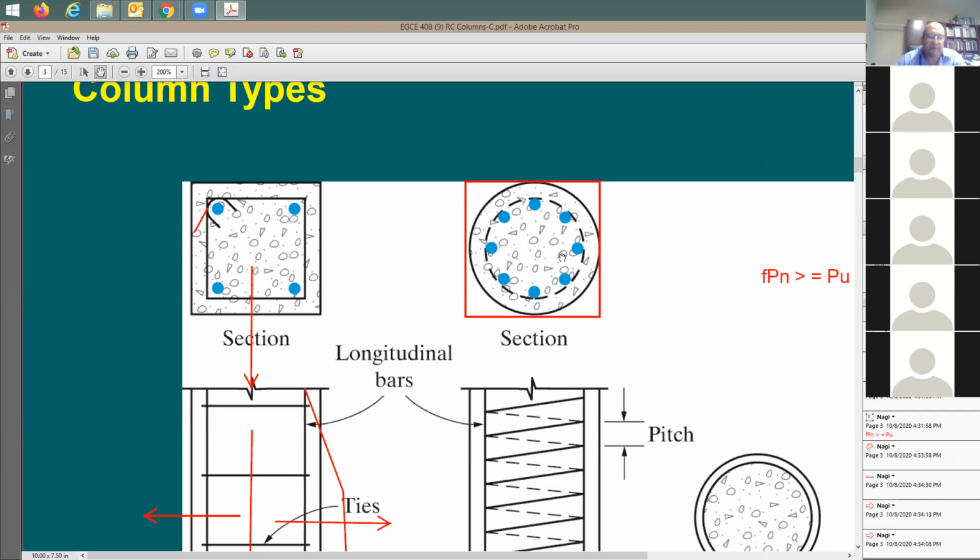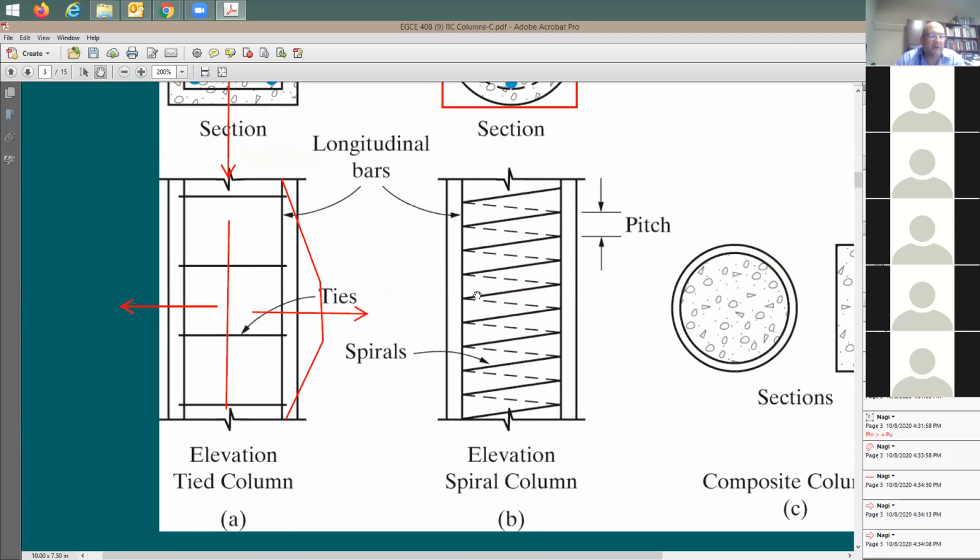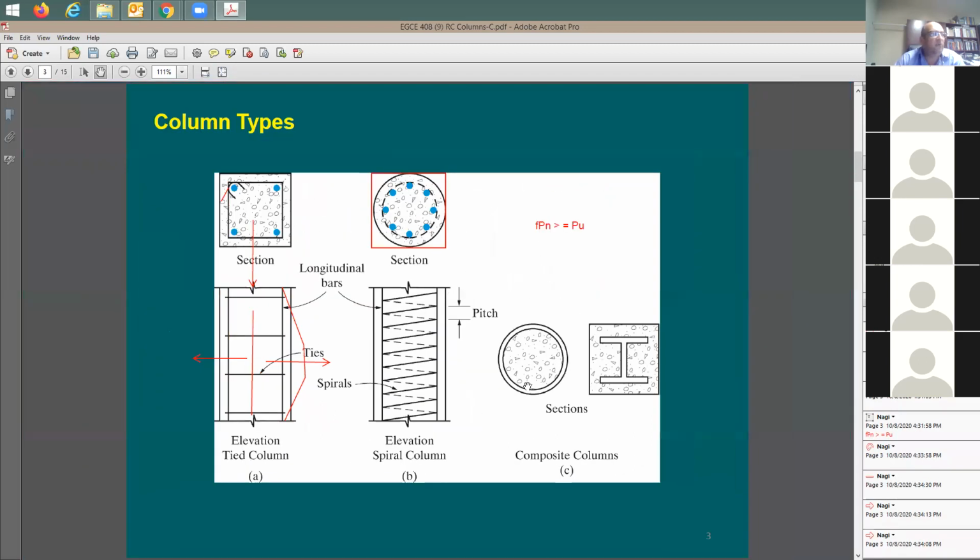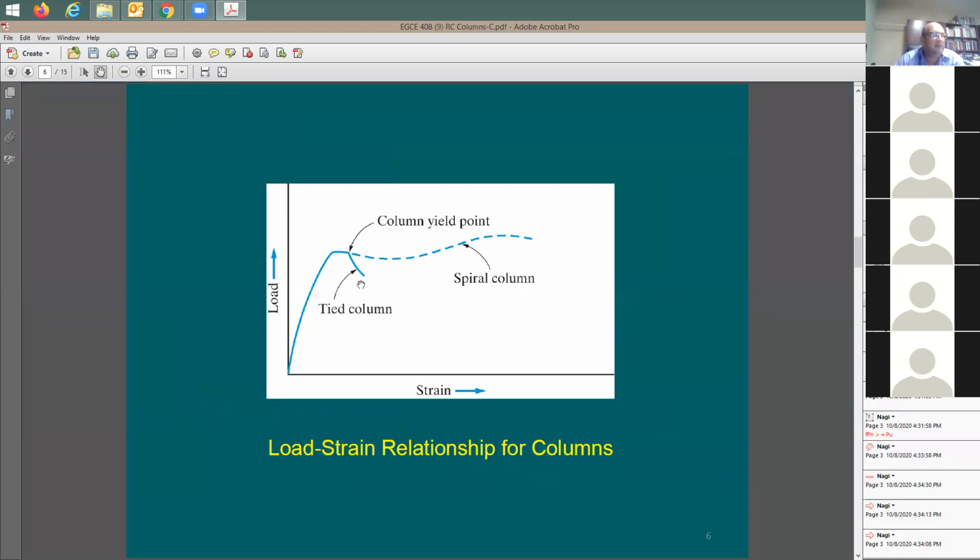You don't have this situation here because when you apply high load, there is no place for this to go. The tie is just continuous, or this spiral is continuous. It doesn't stop. This is why the performance of a spiral section will continue here. But in this case, the tie is going to start to open and the concrete is going to start to fail in compression. In this case, the spiral is going to continue a little bit more.